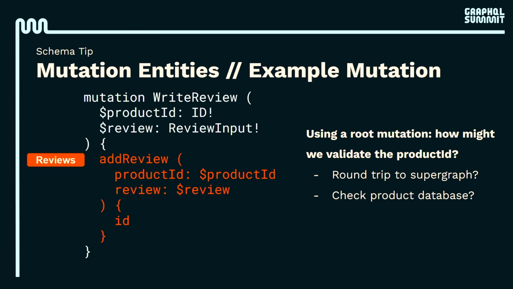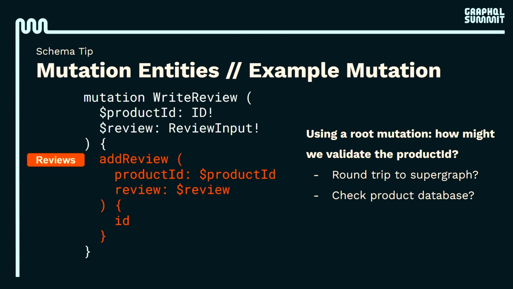Well, there's multiple options we could do. First, maybe we could do another round trip to the supergraph to pull the product query and see, does that product exist? But the issue with that is maybe you have some complex authorization or authentication on your supergraph that the subgraph now has to implement, and you'll have just a mess of authorization. Or maybe you could check the product database or its microservice directly.